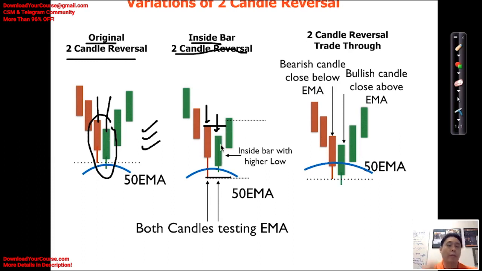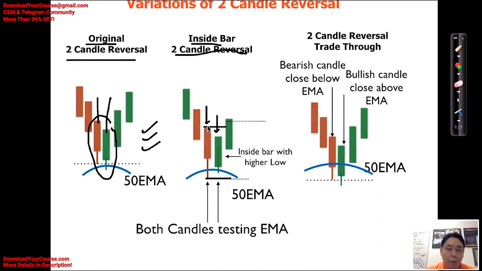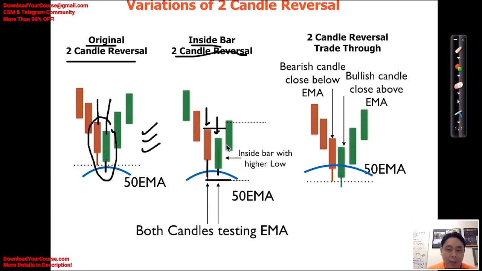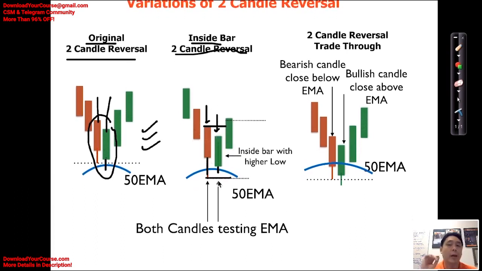Now this pattern is also a valid reversal pattern. But for this pattern to be valid, both lower shadows have to cut the moving average. Okay? Both have to cut the moving average. However, in the original case, only the reversal candle's lower shadow has to cut the moving average. The lower shadow of this candle does not have to cut the moving average. Now, if it does, that's fine, but it doesn't have to. But in this particular case of an inside bar pattern, they both have to cut the moving average support. All right?